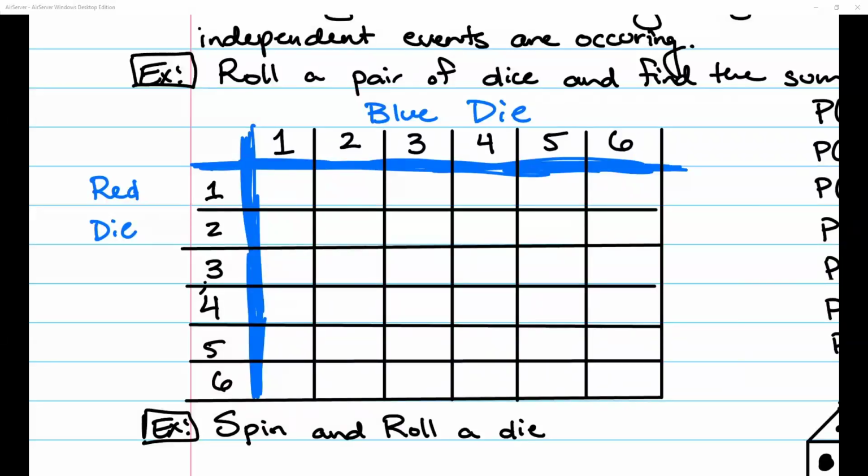Let's say I land right here. How did I land here? What happened? Well, it looks like on the blue die, I rolled a 3, and on the red die, I rolled a 2. If I rolled a 3 and a 2, that means I must have rolled a sum of 5.